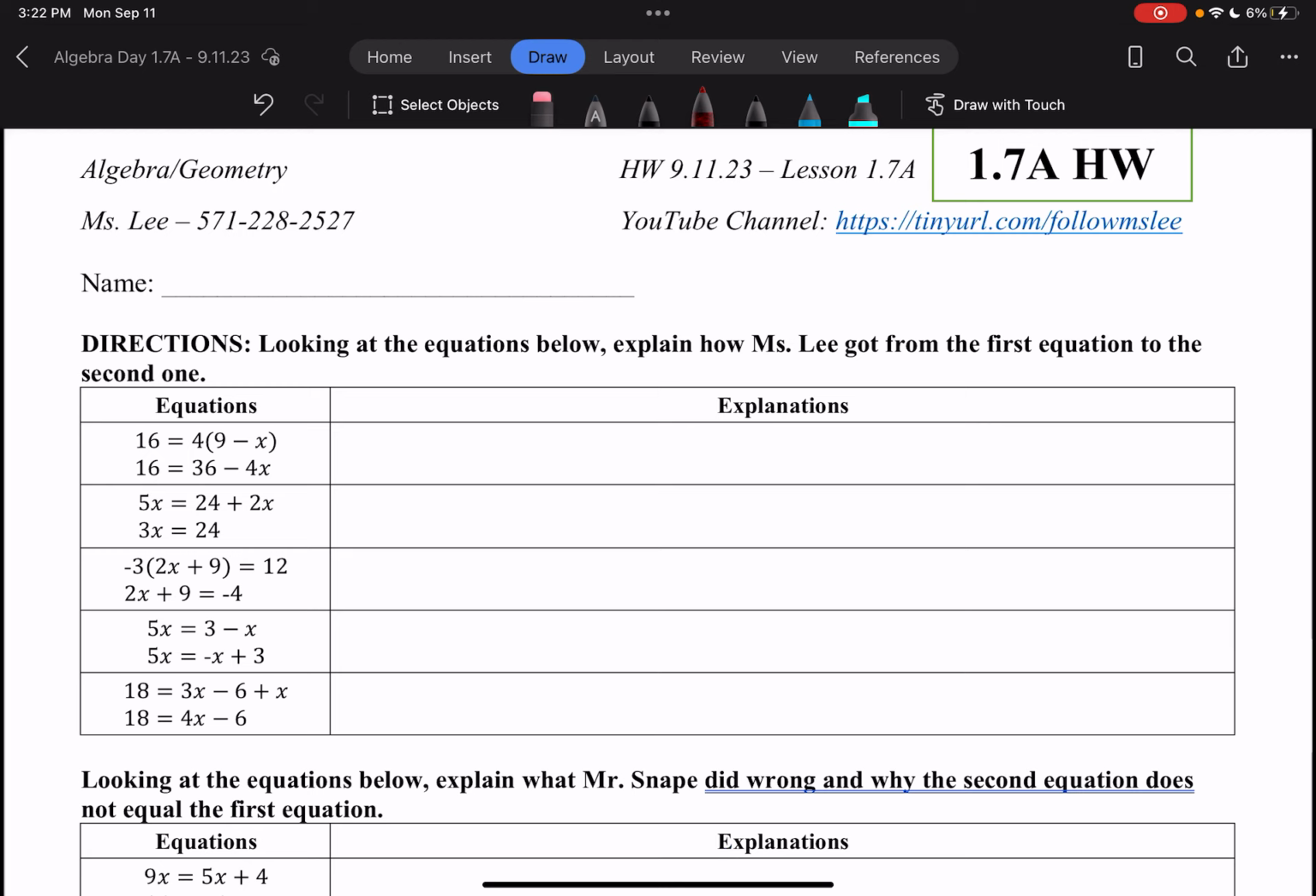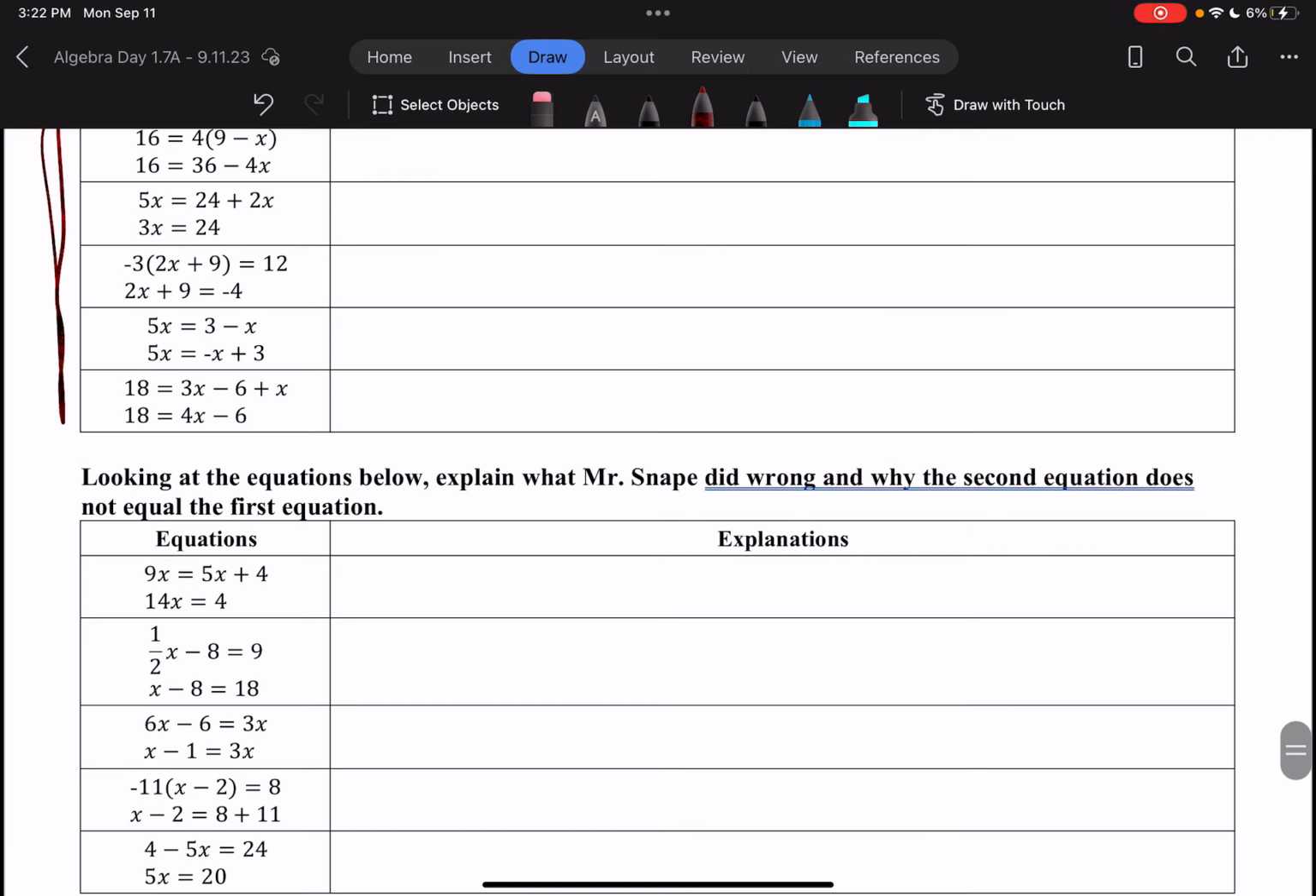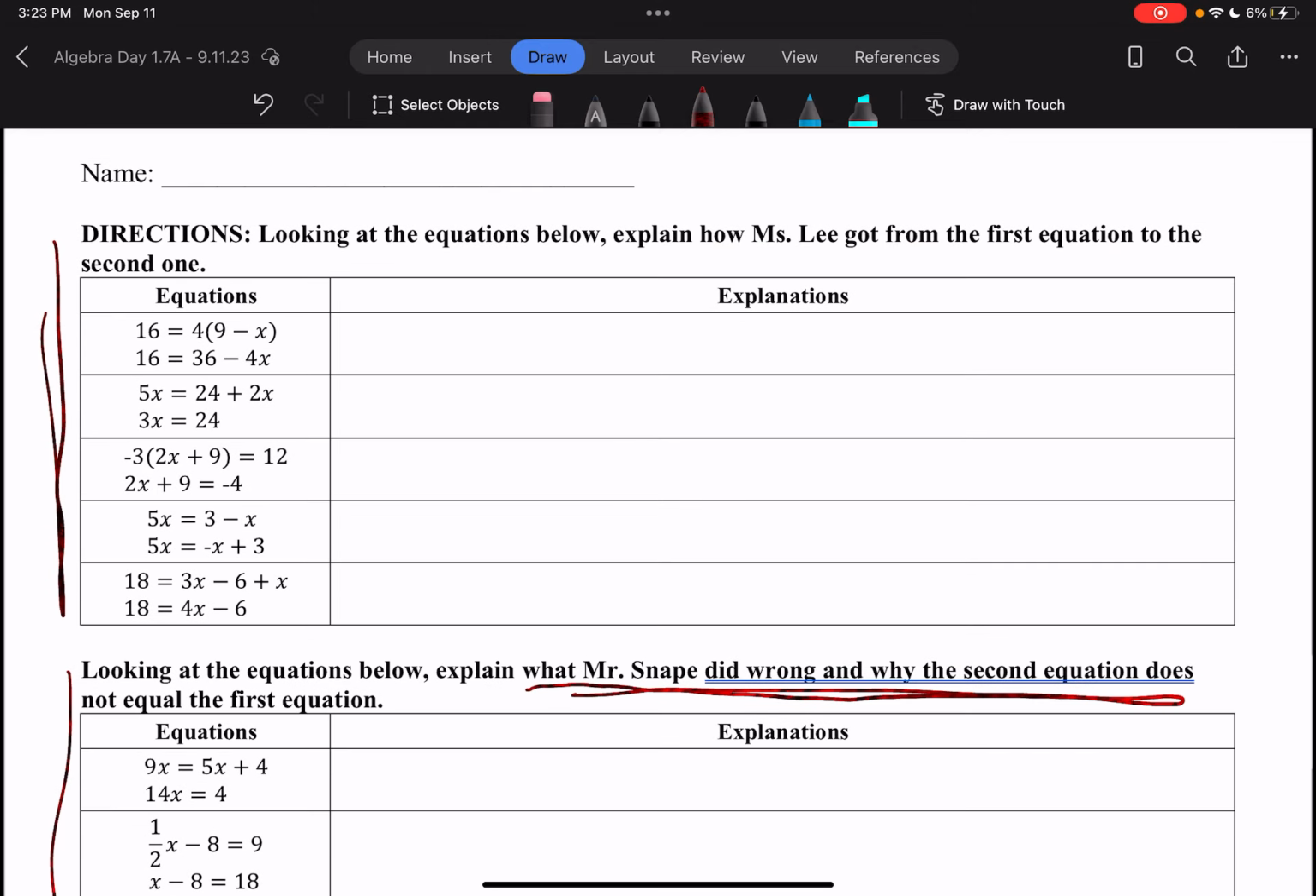All right. Let's take a look at the actual homework now. So in this first section, these are done correctly. And it says, explain how Miss Lee got from the first equation to the second one. For this second part, we're looking at what Mr. Snape did wrong and why the second equation does not equal the first equation. So the first was explaining what steps did Miss Lee take to get from one to the next that were legal moves, and then the second one is what did Mr. Snape do that he should not have done.